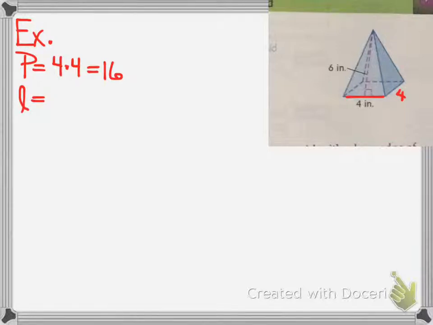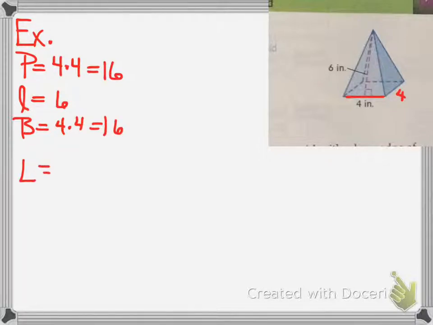So, how would I approach this? Well, let's look at an example. Here's a square pyramid, and I would identify what I've got here first. The perimeter is 4 times 4, because there are 4 sides that are 4 inches long, so 4 times 4 is 16. That's the perimeter. The slant height is the number going along the side, that's 6. And then you could also identify the area of the base. Since it's a square, it's 4 times 4, which is 16.